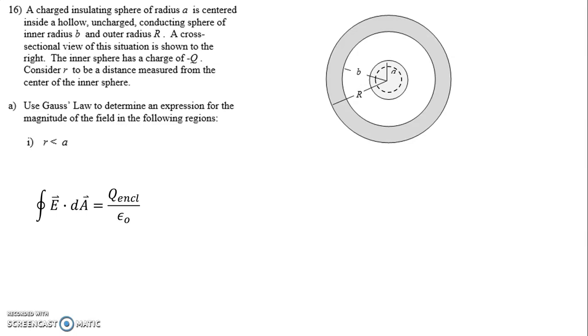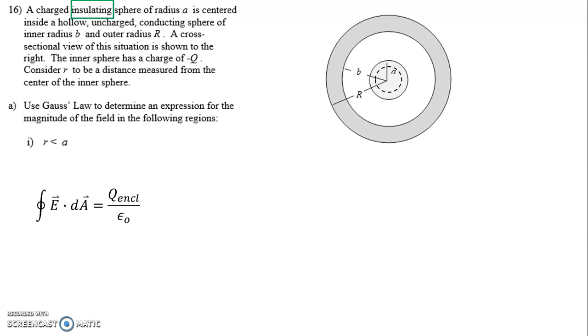All right, so here's our Gaussian surface. We draw our Gaussian sphere, which again in cross-section is going to be a circle, so that its radius is less than a, the radius of the inner sphere. And it's so important we identify what sort of object we're looking at. And here it says it's an insulating sphere. So we know that the charge is going to be distributed all throughout. Now, it doesn't actually say it's of a uniform charge density. If it doesn't say so, let's assume it is.